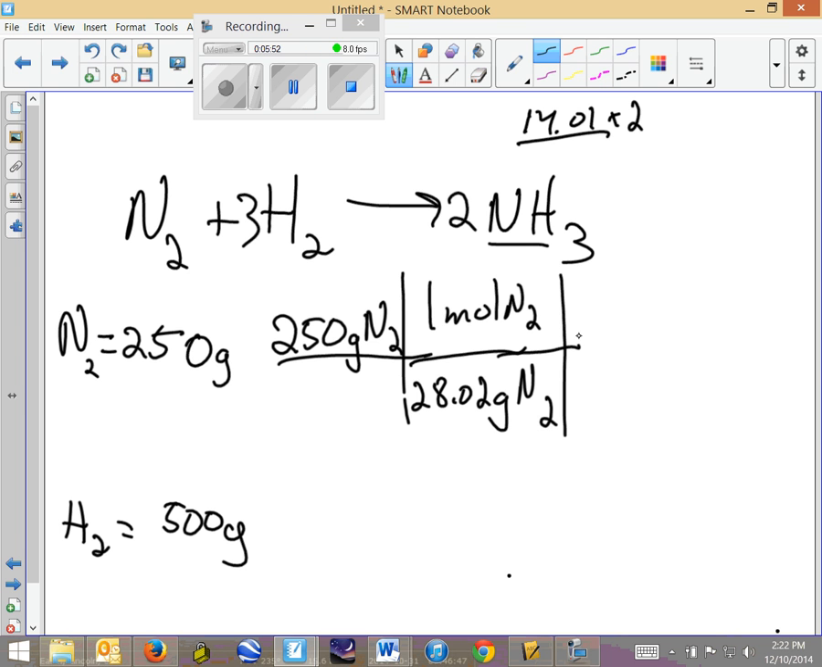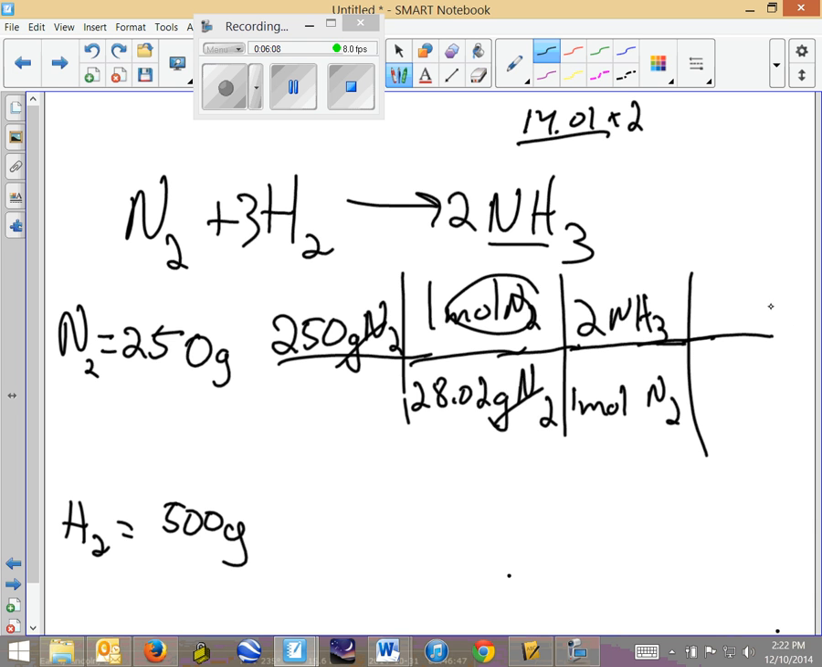So what's my ratio? Well, I got nitrogen up here. These labels are going to cancel out. I've got moles of nitrogen, and I want to get there. So moles of nitrogen needs to go on the bottom here. That'd be 1 mole of nitrogen to 2 moles of NH3. And then all I need to do is convert this moles of NH3 to grams of NH3.